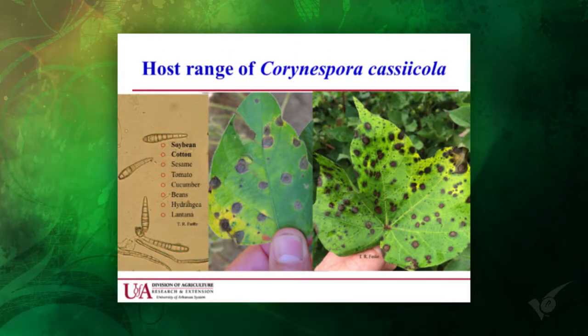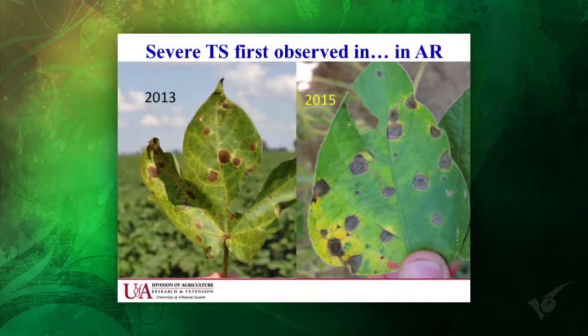Okay, so this is the pathogen, Corynespora cassiicola, and those are the spores there on the left. It's got quite a broad host range. This thing's been around for a long time. It just seemed like recently, in the past couple of years, it went from being this minor issue that we didn't see much in soybeans, never saw in cotton, to something we're seeing quite frequently.